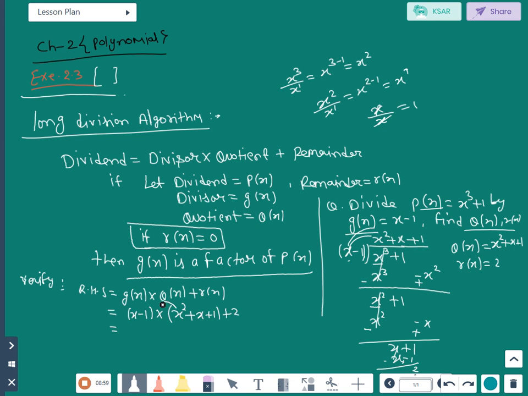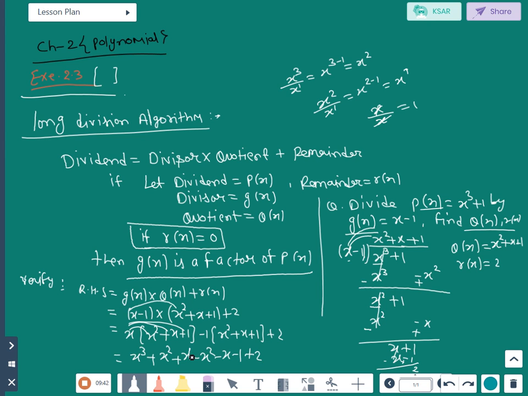Product x complete multiply होगा whole bracket से. So x is product with x square plus x plus 1. Minus also multiplying with whole bracket. So minus 1 into x square plus x plus 1 plus 2. Product x square multiply x gives x cube, plus x square plus x minus x square minus x minus 1 plus 2. All you know students the rule, if outside the bracket a negative sign is present, then the inside signs will change.